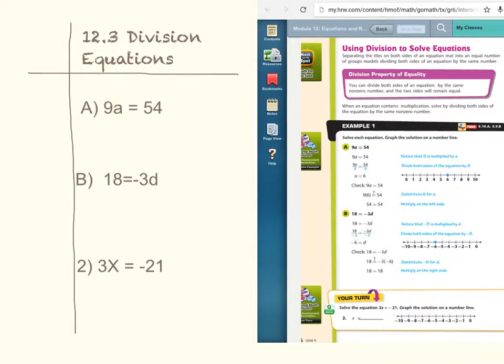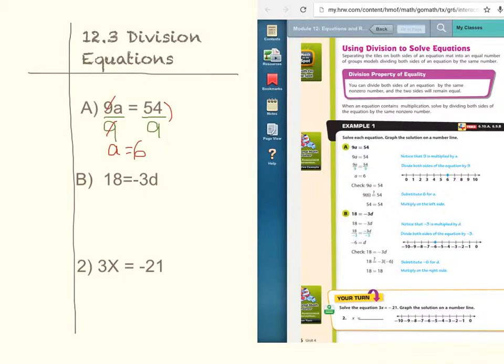How do I get a by itself? I'm going to divide by 9. And I want to keep both sides balanced, so I'll divide this side by 9. Okay, the 9's cancel each other out, so then I'm left with a, which a equals, and then you do the math. 54 divided by 9, 6.